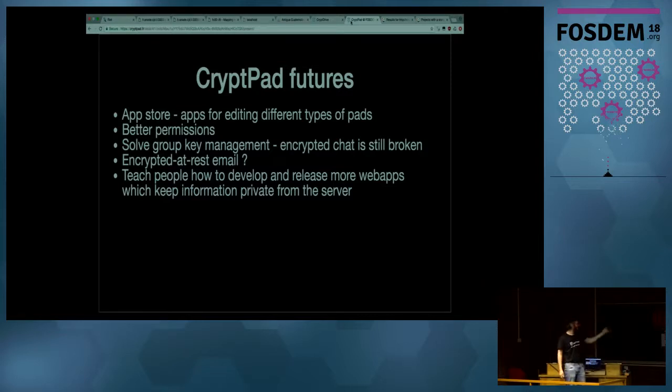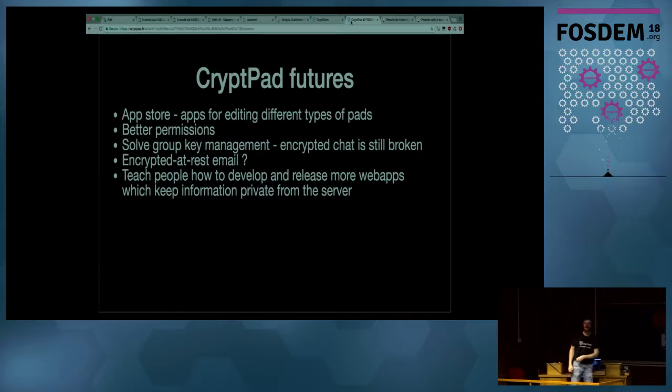Better permissions. All the permissions in CryptPad are cryptographically enforced, and so we have really, really simple permissions. You just share the link, and that person gets irrevocable access to the pad because, well, that's how keys work. We want to do better permissions, really cool permissions, but we also want to keep to the cryptographic standard that the server is not really trusted for anything. So that's an interesting research problem.